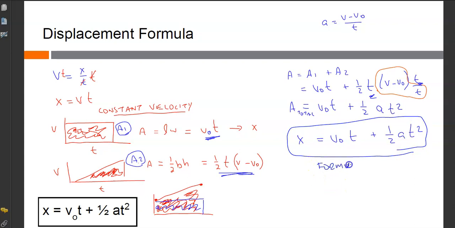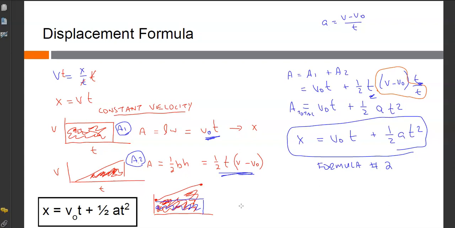That's an important formula. Anytime I want to know how far an object goes, how much distance it travels, if you can tell me the velocity it was traveling at, times the time, and how fast it was speeding up, I can get you the distance. So that's kind of neat.